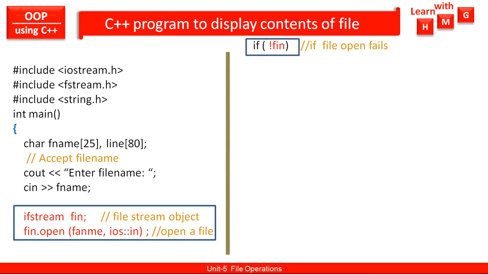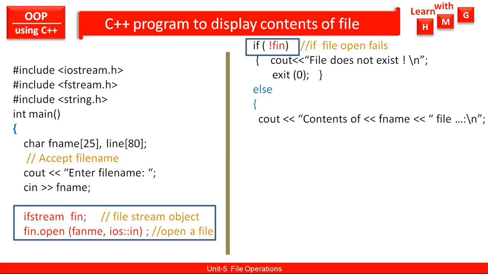For that, the if condition is like this: if not fin, that is, if the fin value is false, then you display the error message file does not exist and exit from the program using the exit function. If the file exists, meaning the fin stream object returns a true value, then you have to go for a read operation and display the contents on the screen.